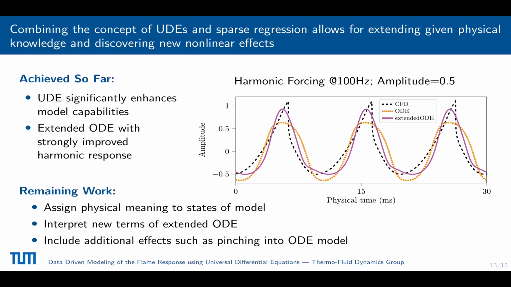So we've demonstrated that using a UDE significantly enhances model capabilities, but we are still stuck with a neural network. So we went via PySINDy to our extended ODE, which also shows a strongly improved harmonic response. The remaining work now is to assign a physical meaning to the states of the model. So far we know what they mean in terms of oscillator states, but we want to understand what they mean in terms of flame dynamic states. So what does x.1, for example, mean in terms of the flame, and not in terms of a dynamical system, which can be represented as an oscillator?